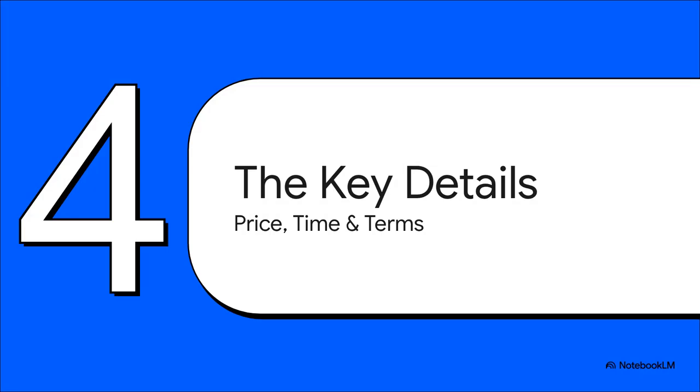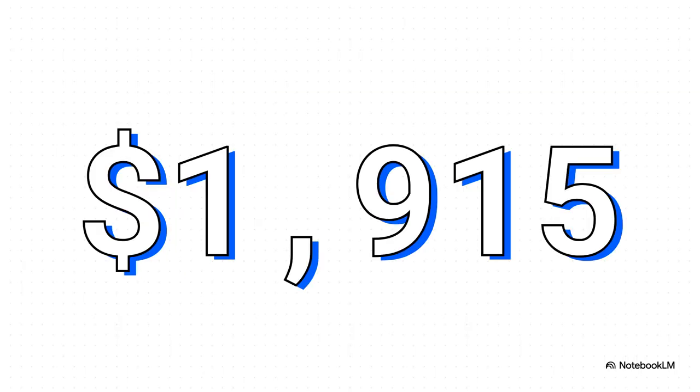Okay, let's get down to the nitty-gritty. We've covered the what, the why, and the how. Now it's time for the essential details you gotta know before you buy: the price, how long it takes to activate, and the terms. The investment for a one-year subscription is $1,915 plus 19% VAT. Now, it's an investment for sure, but it's one that's designed to pay for itself over and over again in time saved and jobs completed accurately.